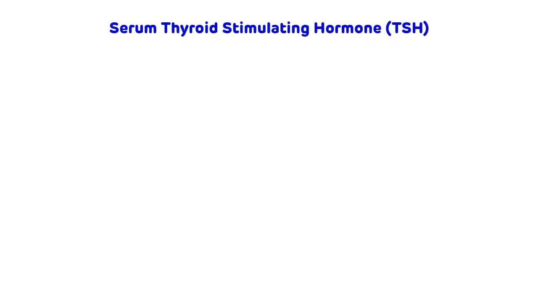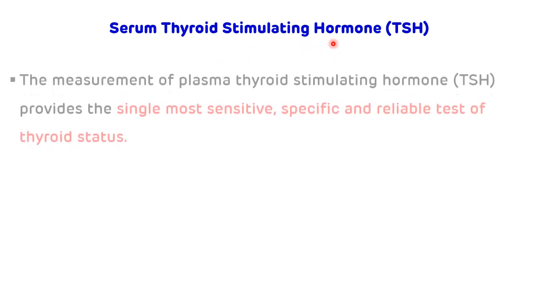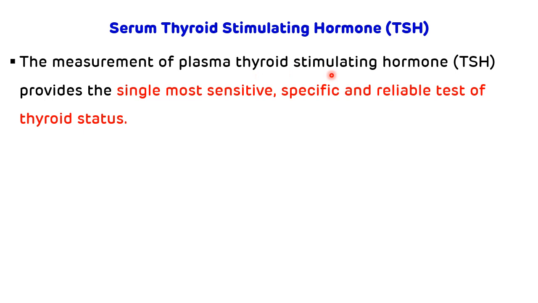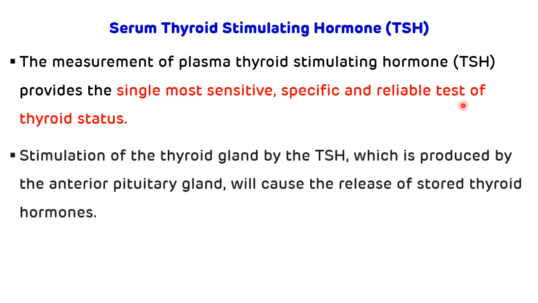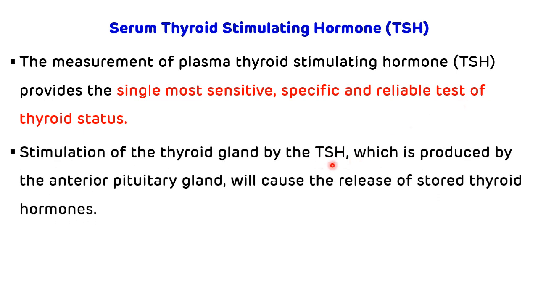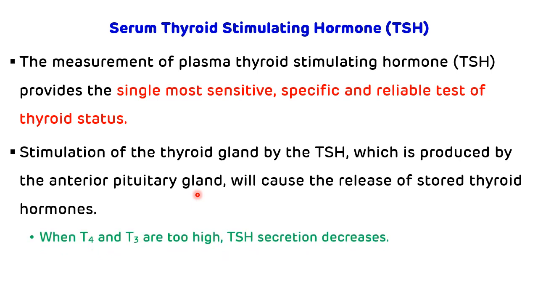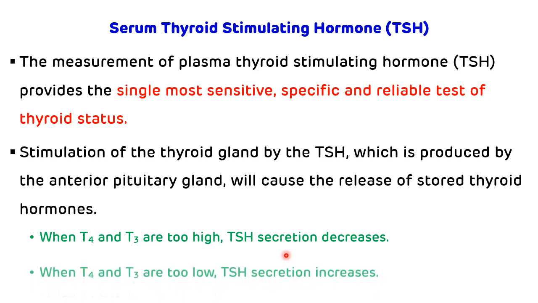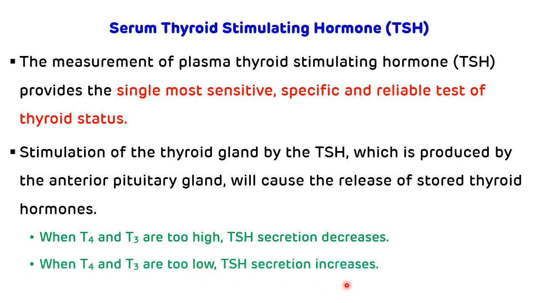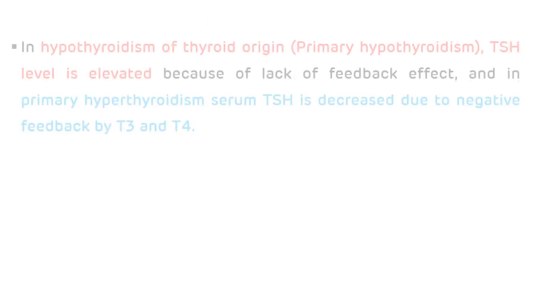Now, first test included in thyroid function test is measurement of serum TSH. So measurement of plasma TSH provides the single most sensitive, specific, and reliable test of thyroid status. Stimulation of thyroid gland by TSH, which is produced by the anterior pituitary gland, will cause the release of stored thyroid hormones. So when T4 and T3 are too high, TSH secretion will be decreased, and when T4 and T3 are too low, TSH secretion will be increased.